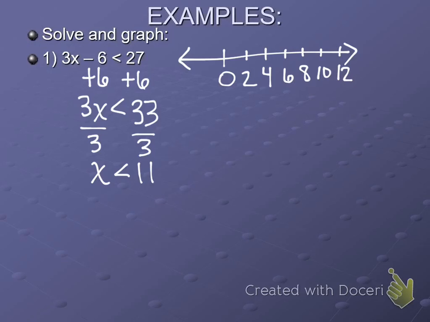That color did not show up well. Why is it open? Good question. Very good. Less than and greater than signs, or signs without the equal to bar under them, are open circles. Then we have to decide where to shade. We're going to shade to the left or to the right? To the left. Okay.